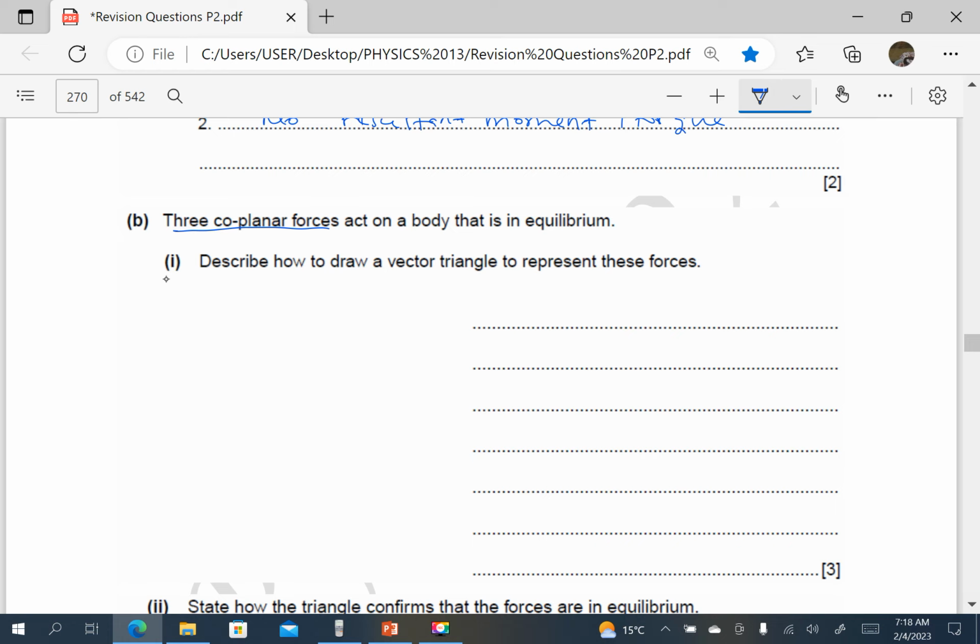So each force can be represented by a side of a triangle.